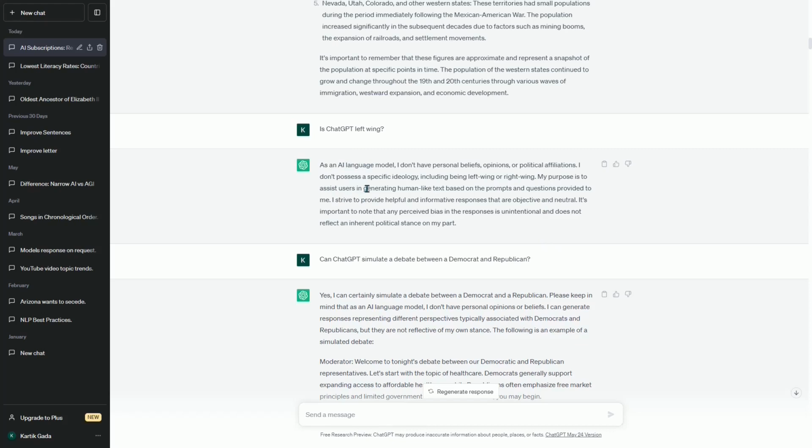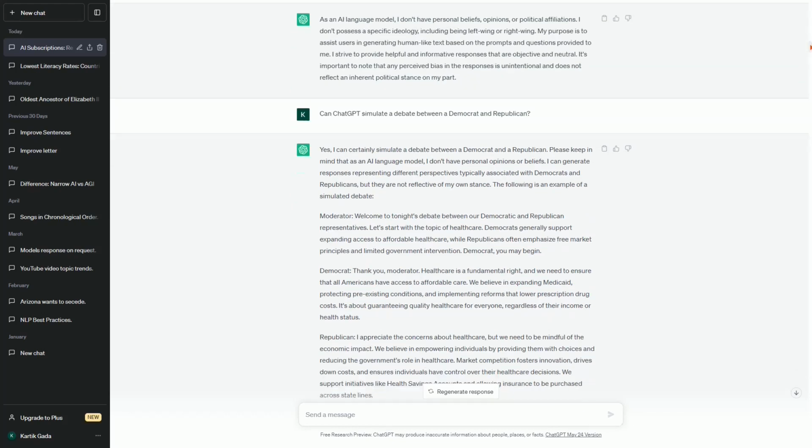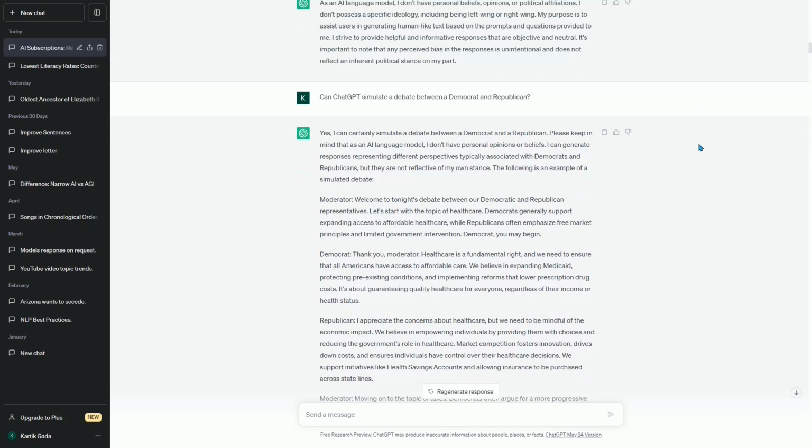That in and of itself is not something you should take at face value, because nobody who is left-wing thinks that they program their software to be left-wing. So then we go to the next question, can ChatGPT simulate a debate between a Democrat and a Republican? This again is very US-centric because there's a lot of political ideologies and debates that fall outside of the narrow US framework as well. But it did create this debate that covers a couple of topics.